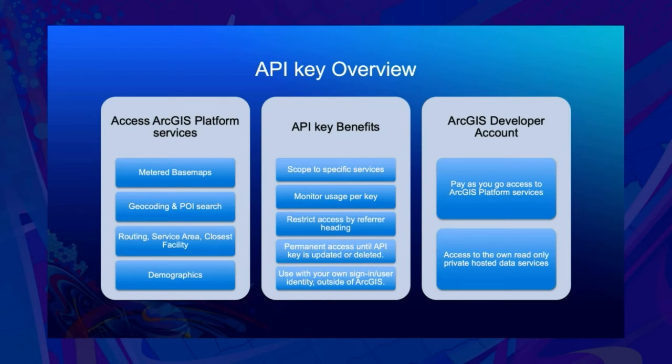API keys are good for applications where you do not want the user to log in. You can scope API key to specific services. It allows you to monitor usage per key. It allows restricting access using HTTP referrer. It gives permanent access until the API key is updated or deleted. You can use it alongside your own sign-in user identity outside of ArcGIS.